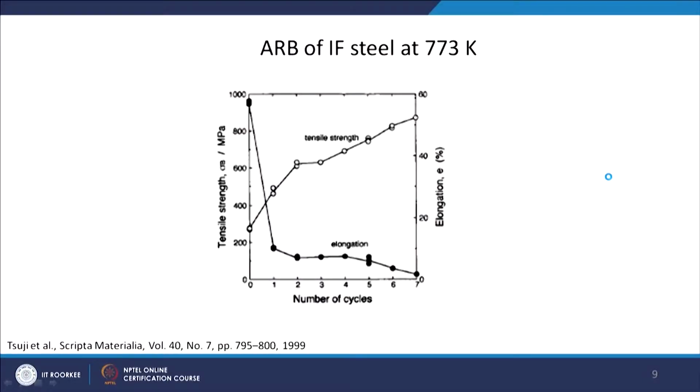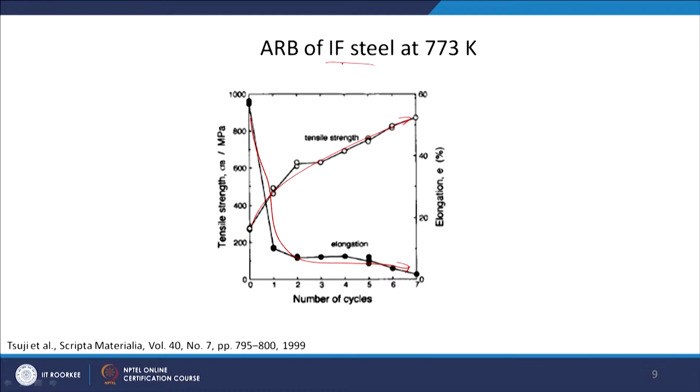So again coming back to the same story, where we are saying that the severe plastic deformation processes, though they increase the strength, the ductility is reduced. In this ARB case also, as the number of cycles increases, though the strength is increasing, the ductility of the material is going down.